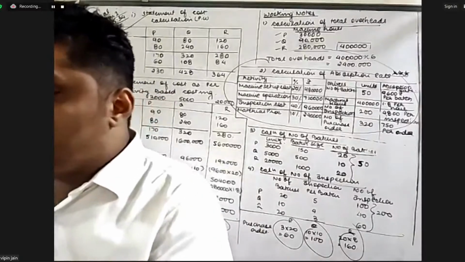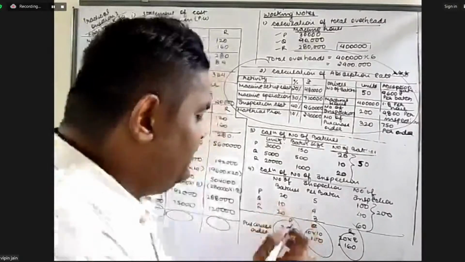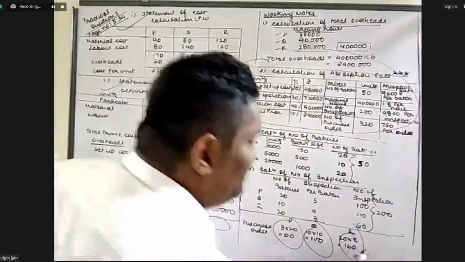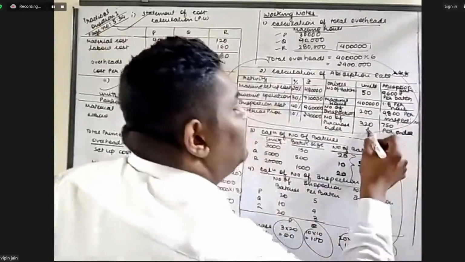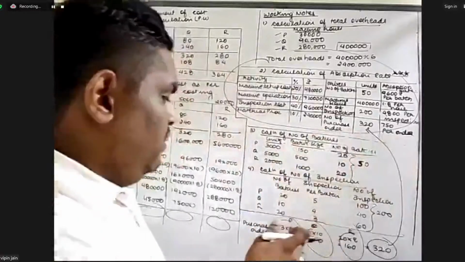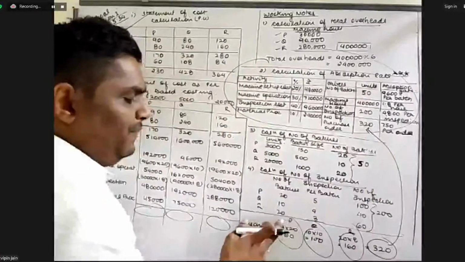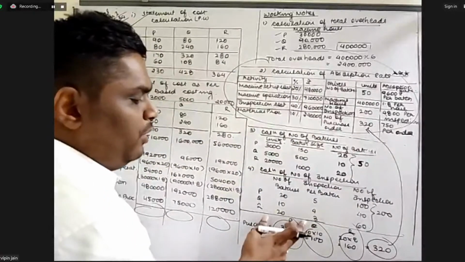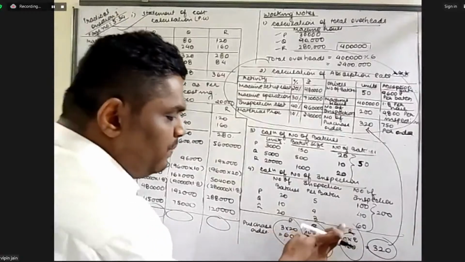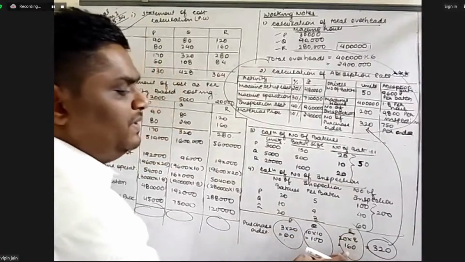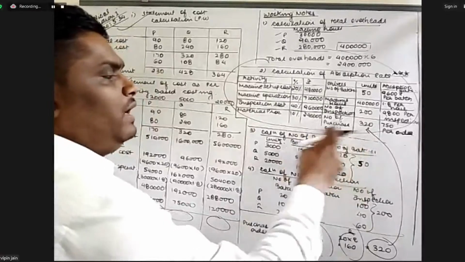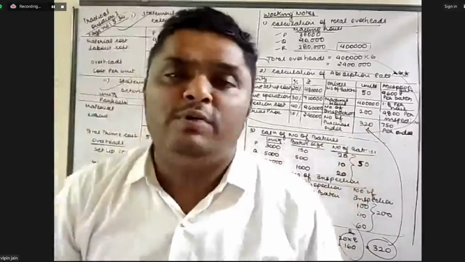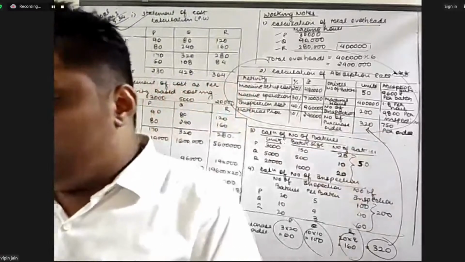Okay, so Nisha Kumari, how did I get 320? 60 plus 100 plus 160, this is how I got 320, the total number of purchase orders. For product P, there are 60 purchase orders. For product Q, there are 100 purchase orders. For product R, there are 160 purchase orders. So in aggregate, there are 320 purchase orders. And accordingly, we have calculated the absorption rate, that is 750 per order.